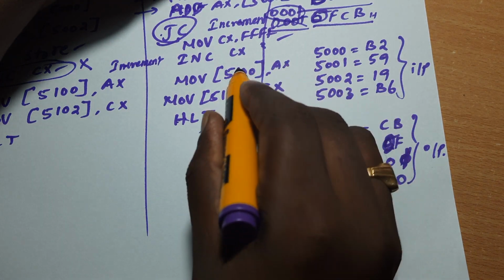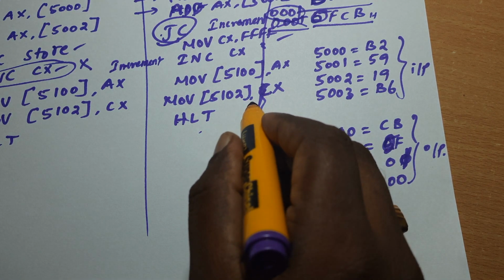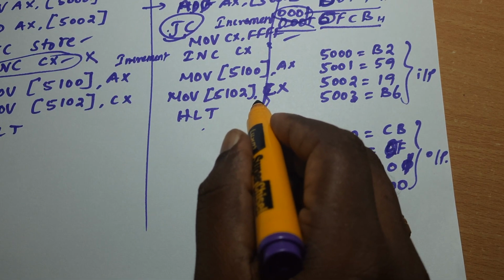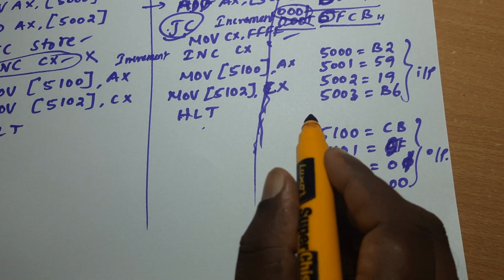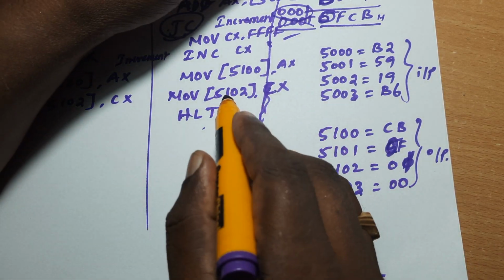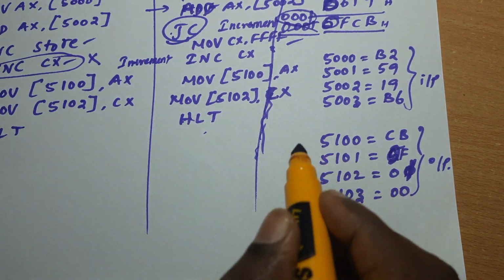So this AX value is moved here, and the CX value is moved here. So now the CX value becomes, actually, 0000, not 1. In 5102 it is 0000. This is how we need to write it.